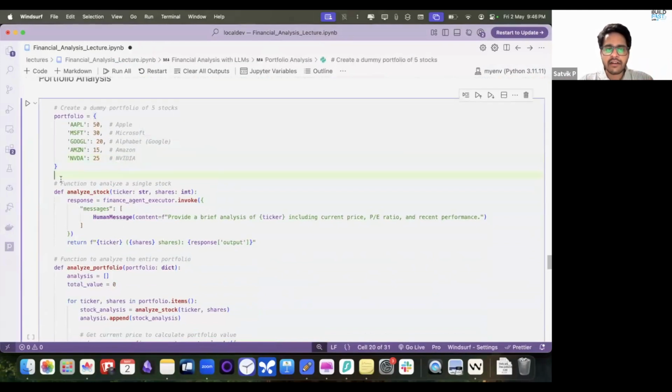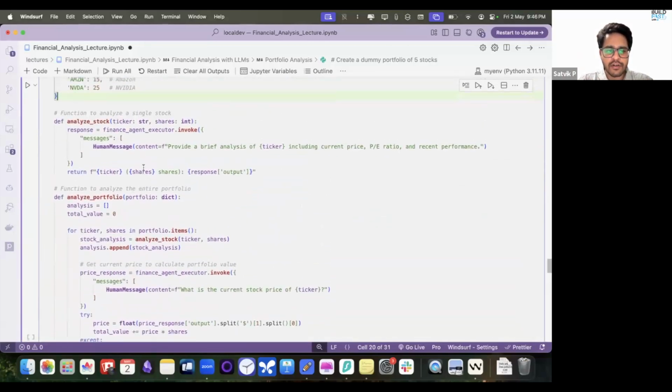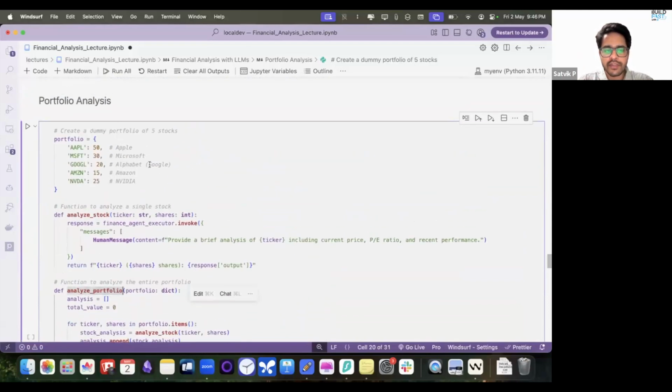Let's say I currently own a portfolio which has these five stocks. I have Apple, Microsoft, Google, Amazon, and Nvidia. Let's say I want to take this portfolio and do an analysis. I want to ask an AI model whether my portfolio is good or not. So I want to analyze my portfolio using AI.